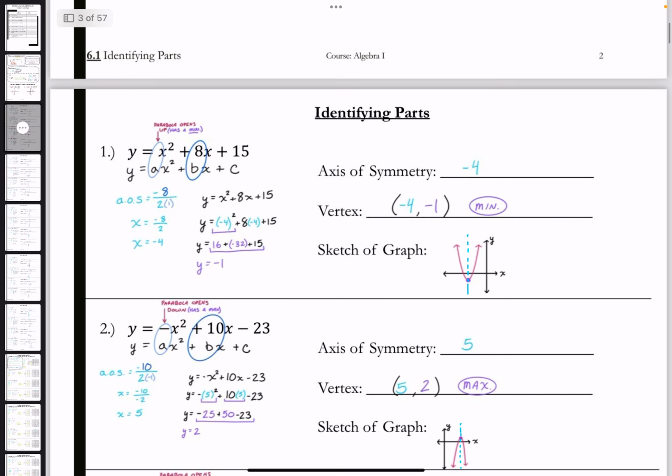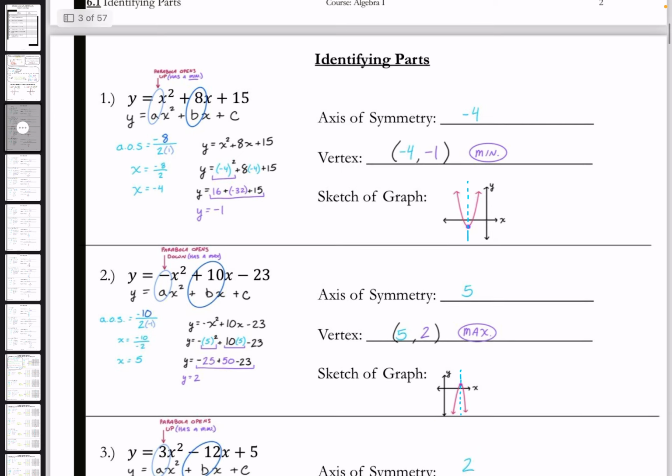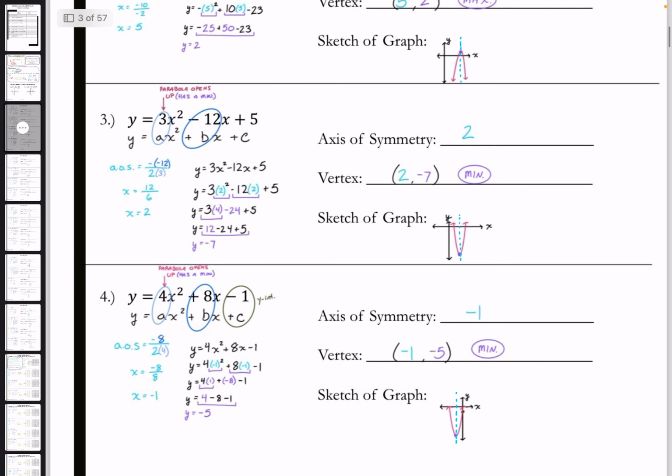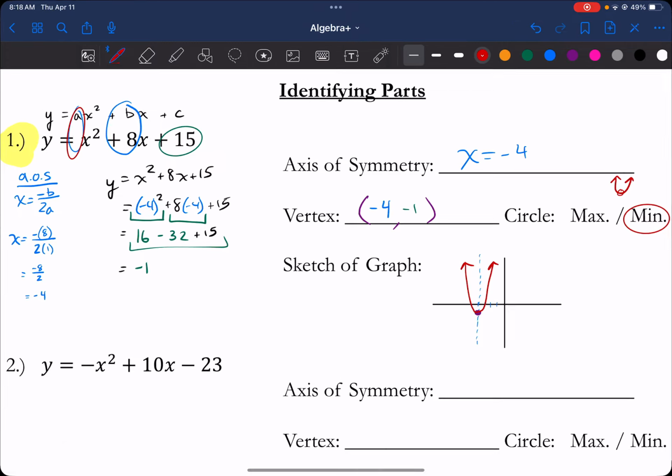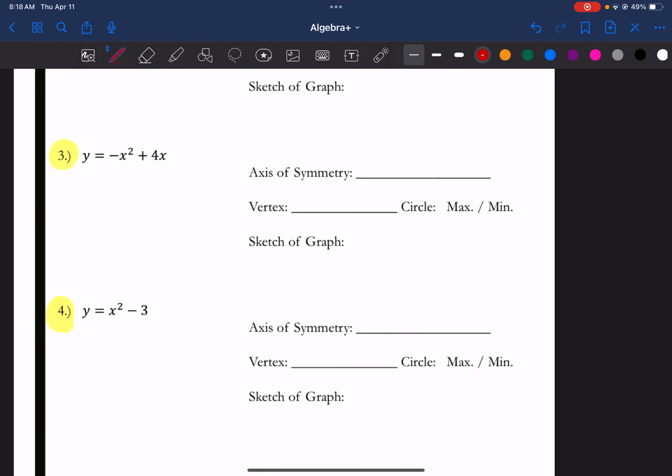Here's the answer for number 2. Check to see if it opens up, if it opens down, right? Number 2, that a is negative, so it opens down, which means it has a maximum. So it's going to look like an upside down U. You can practice with the rest of this page if you want to pause the video here before I show you the answers. Here are the answers to number 3 and 4, right below that, just so that you're getting the practice.